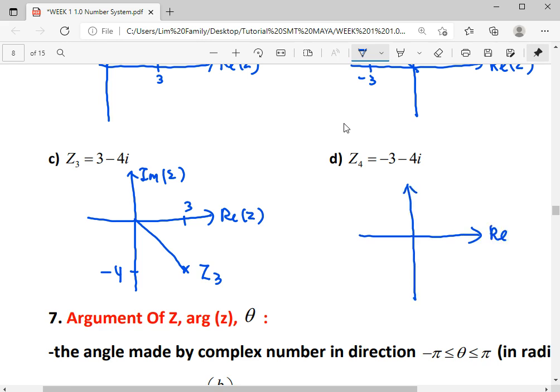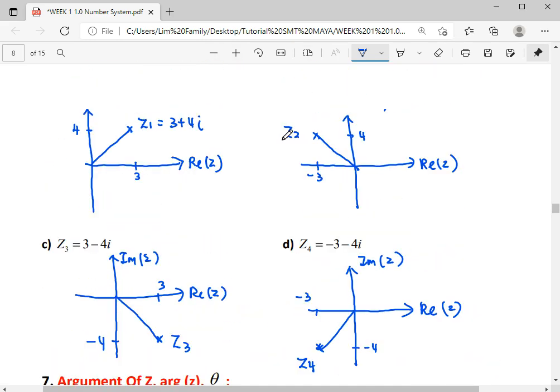When we come to these questions, where imaging part, make sure you draw using your ruler, yeah? So negative 3, negative 4. So this is my complex number. It is located here, Z4. So just now, what we calculated, our modulus is 5.